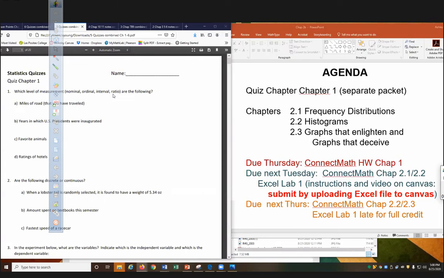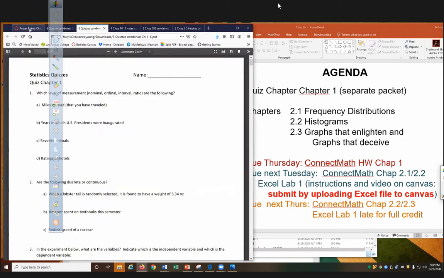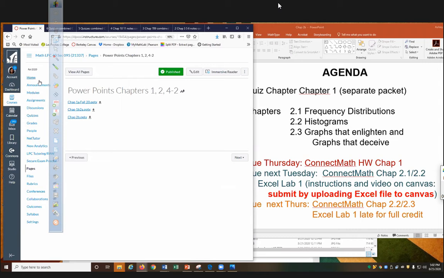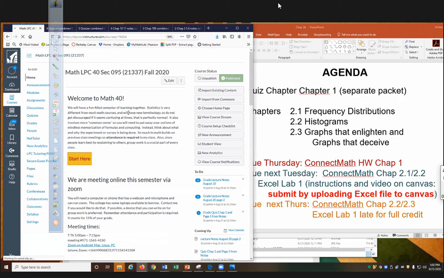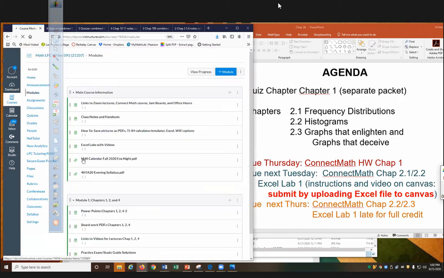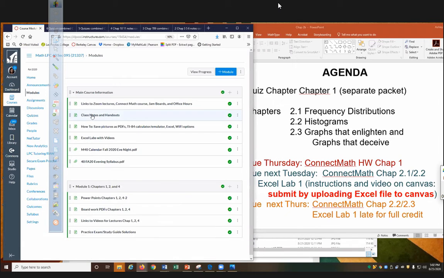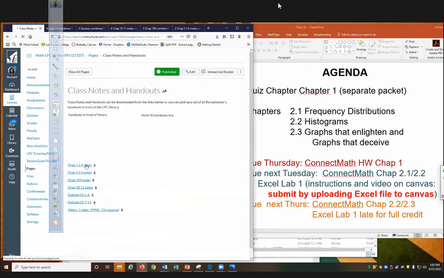So what you need to do is grab the packet of things you grabbed. If you don't have it, then you can get it. How do you get it? You can download it. So go to our class, and if you go to Start Here, go to this right here. All the stuff is that stuff that applies to the class in general, class notes and handouts, and this is where you pick them up.